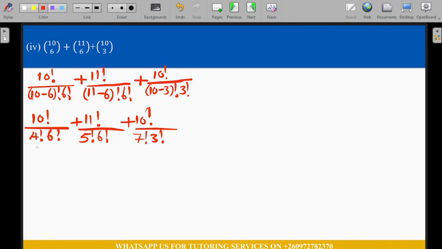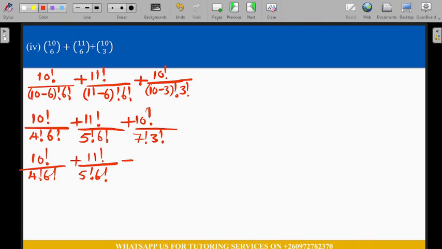Since we have 4 factorial here, which is smaller than 6, and 5 is smaller than 6, to switch here we'll say 3 factorial will start, then 7 factorial will end. So we have 10 factorial over 4 factorial 6 factorial plus 11 factorial over 5 factorial 6 factorial.